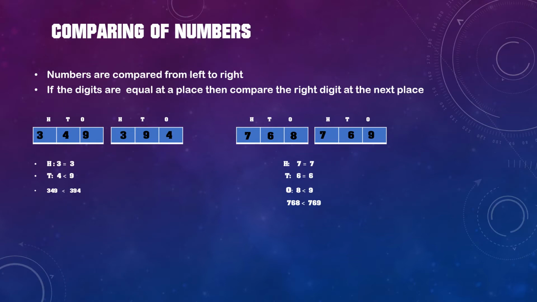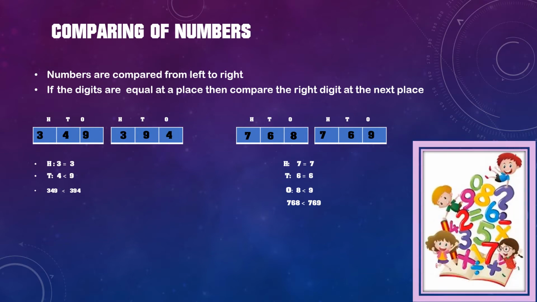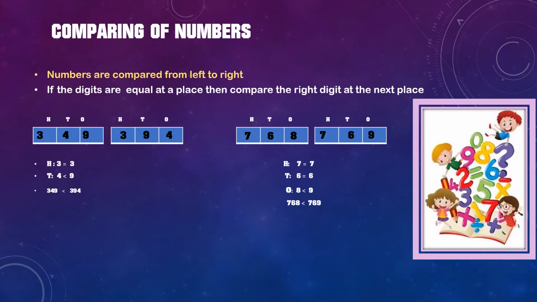We first start with a comparison of numbers. The numbers can be compared from left to right. If the digits are equal at a place, then compare the right digit at the next place. Now we understand this concept by using two examples.